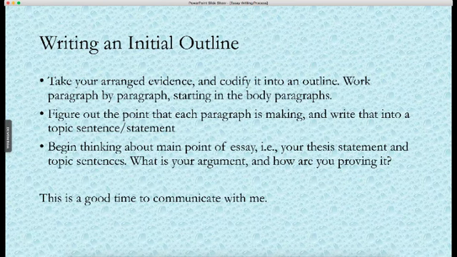And as part of the writing process, this is a good time to communicate with me. You can drop me an email and say, hey, I'm thinking of arguing X, Y, and Z based off of these pieces of evidence. What do you think? And I reply, hey, that sounds like a great idea, but what if you thought about this? A great time to bounce ideas off me or off your peers. It's a good time to get some outside feedback, is what I'm trying to say.